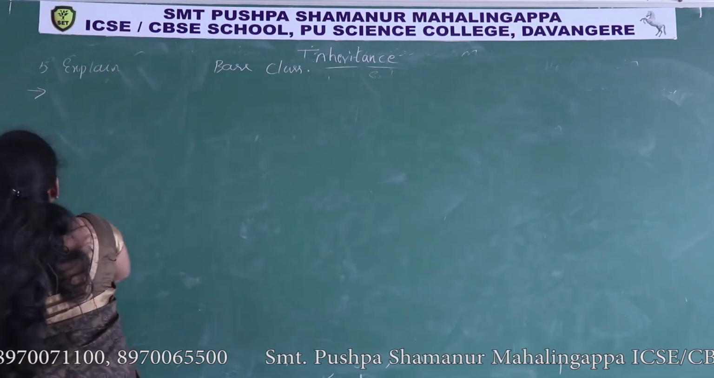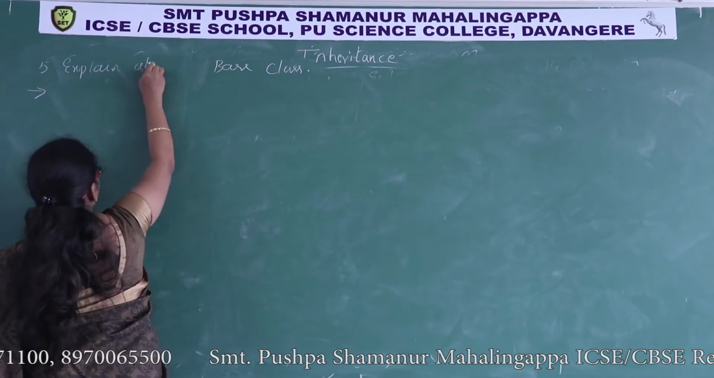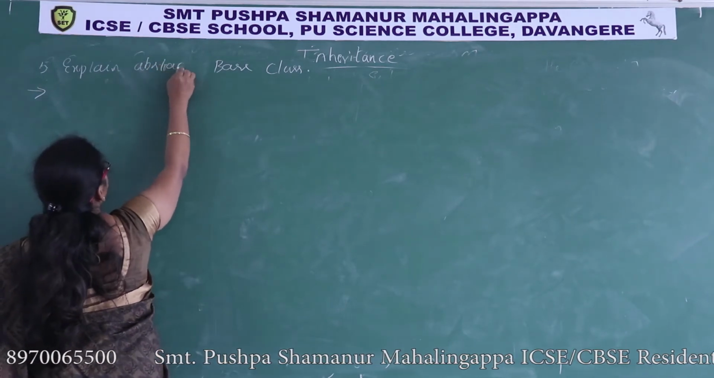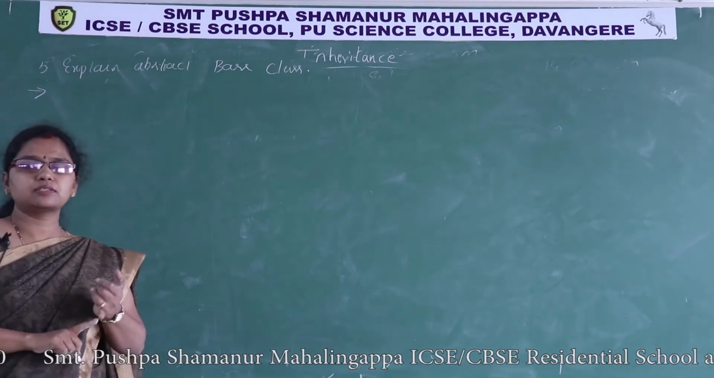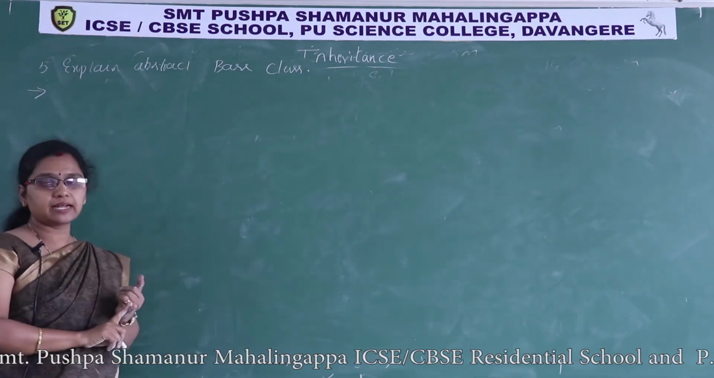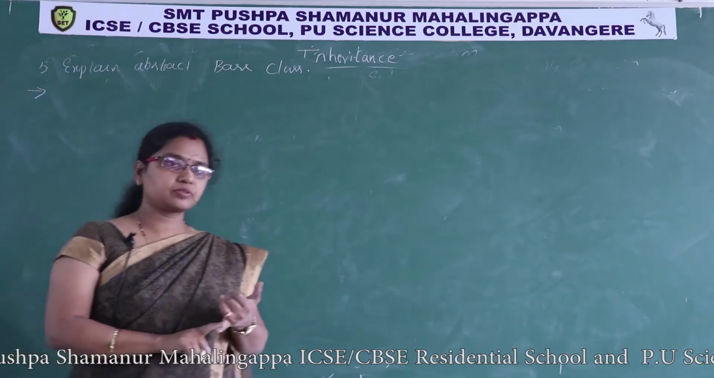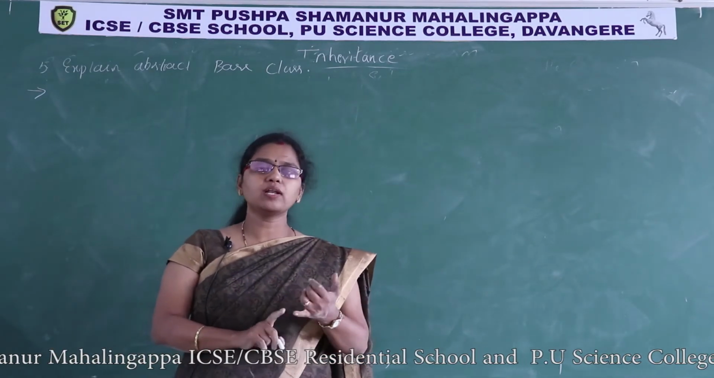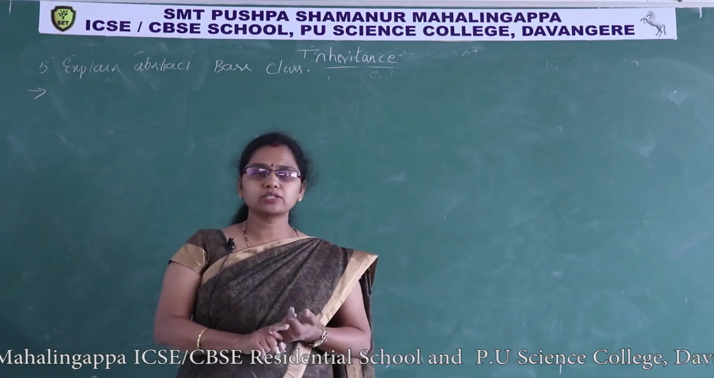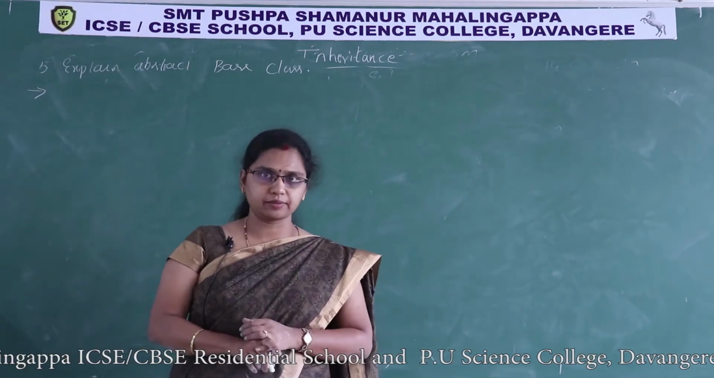Now explain abstract base class. First you have to write the definition, then example. This is for 5 marks. Abstract class, it is a base class. Abstract class is nothing but a base class. It acts as a base for all other classes and to which objects are not created. Understood?